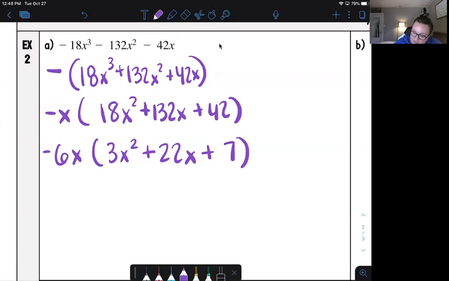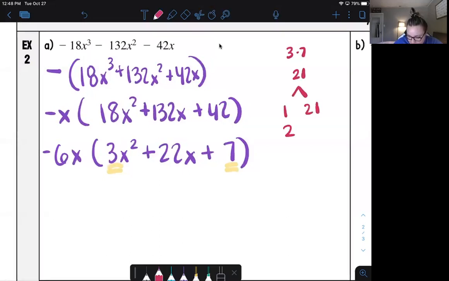So step 1, multiply a times c. So a is 3 and c is 7. So I'm going to take 3 times 7, which is 21. Make a factor tree for 21. 1 and 21. 2 does not go into 21. I think it's just 1, 21, and 3 and 7.